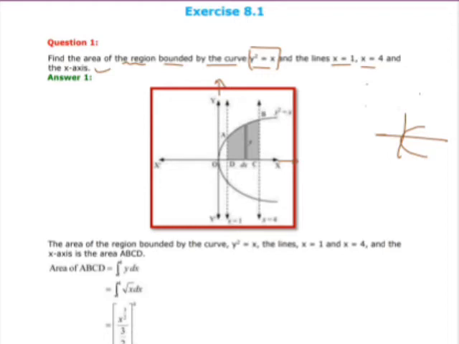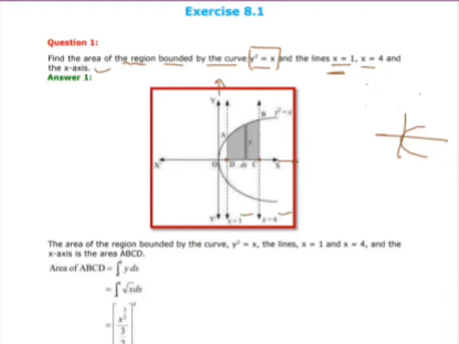So see here, y square equals x, we have plotted the graph here. In the first quadrant and the fourth quadrant the graph is there. So now actually it is a curve. We have plotted the curve with the positive x-axis and the negative x-axis. The lines are also given here: x equals 1 at this point, and x equals 4 at this point, right? So x equals 1 and x equals 4 are also plotted on the graph.